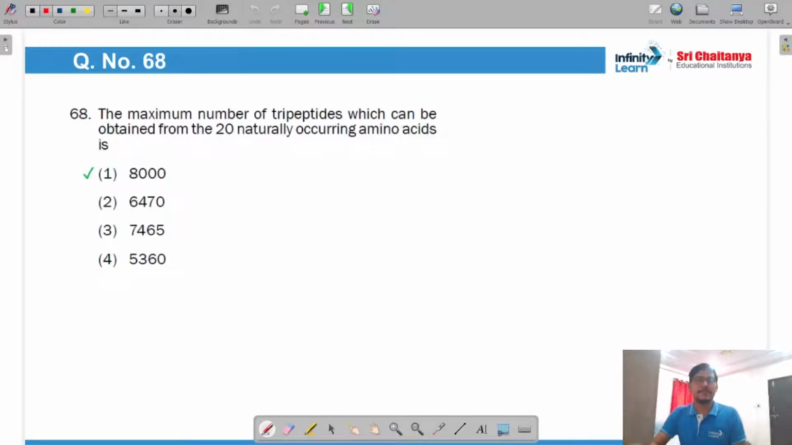Maximum number of tripeptides which can be obtained from the 20 naturally occurring amino acids. So we have to form a tripeptide. There are three positions for amino acids, and there are 20 options. So of course it's simple mathematics. The maximum number of possibilities will be 20 multiplied by 20 multiplied by 20. So the correct answer would be 8,000.